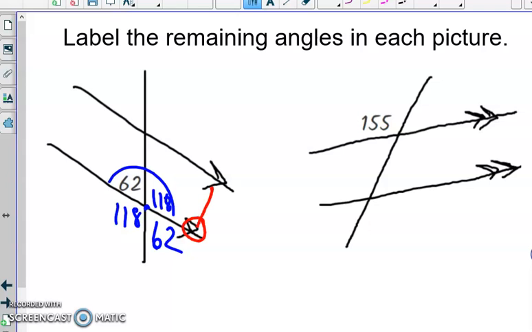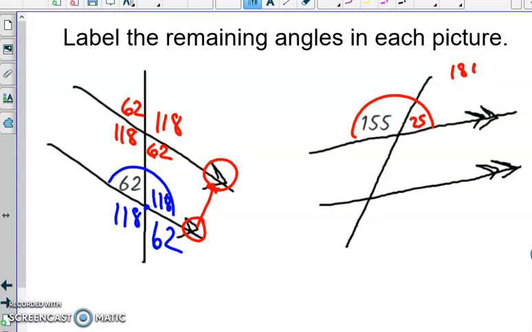If I select from parallel line to parallel line, this angle here is 62. This is 118. 62, 118. The second example, 155, the angle next to it is going to be 25. That's going to give me the 180. The 25 is taking 180 minus 155. We're going to know how I'm getting that. And then the angle next to that will be 155. And then the remaining angle is 25.